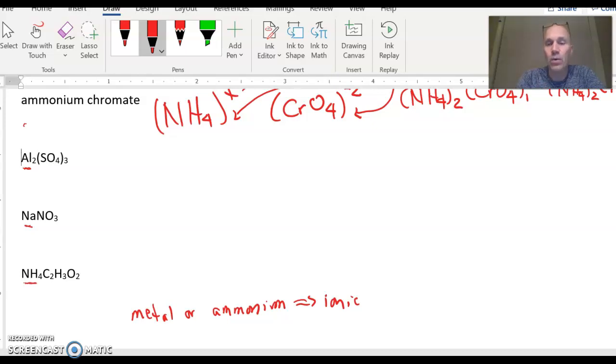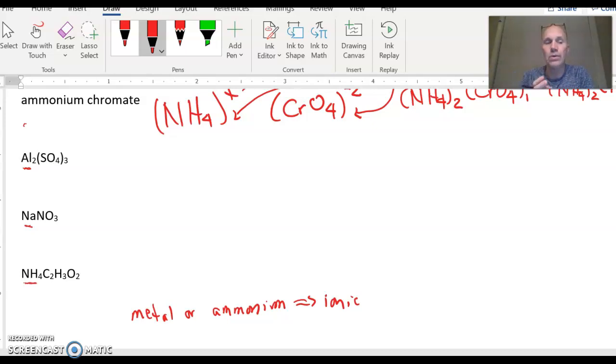This, by the way, is the only example. Ammonium-containing compounds are the only example where everything is a nonmetal, but it's still ionic, all right? So once you determine that something is ionic, you know that there's going to be a first name and a last name.